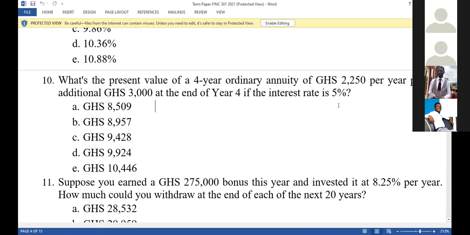Do you understand the question? Yes, please. What is C in the question? 2,250. Your N in the question is what? Four. R is 5. The 3,000 is what? 3,000 is a lump sum at the end of it. It's a future value lump sum, right? Yes. So we have to bring it to present. So start with.